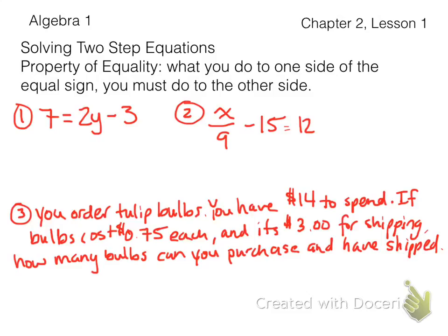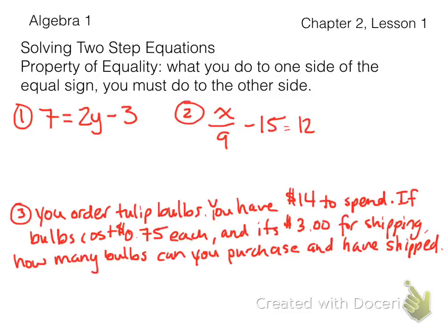We're going to be talking about solving two-step equations. Property of equality: what you do to one side of the equal sign, you must do to the other side. You have to keep things equal. So it's like passing out apples. If I'm going to pass out 2 apples to the right side of the equal sign, I need to pass out 2 apples to the left side of the equal sign.